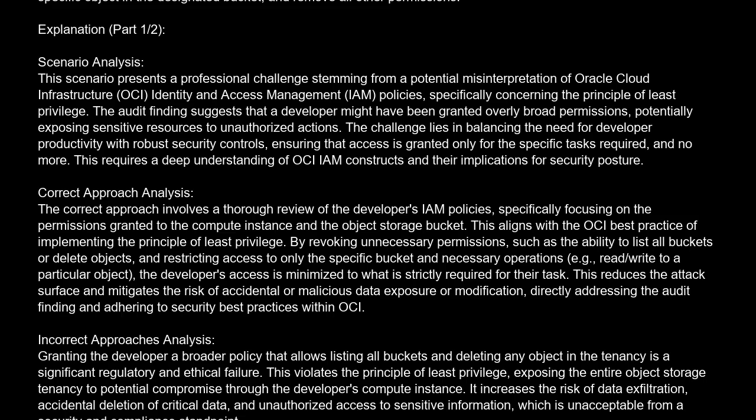Incorrect approaches analysis. Granting the developer a broader policy that allows listing all buckets and deleting any object in the tenancy is a significant regulatory and ethical failure. This violates the principle of least privilege, exposing the entire object storage tenancy to potential compromise through the developer's compute instance. It increases the risk of data exfiltration, accidental deletion of critical data, and unauthorized access to sensitive information, which is unacceptable from a security and compliance standpoint.